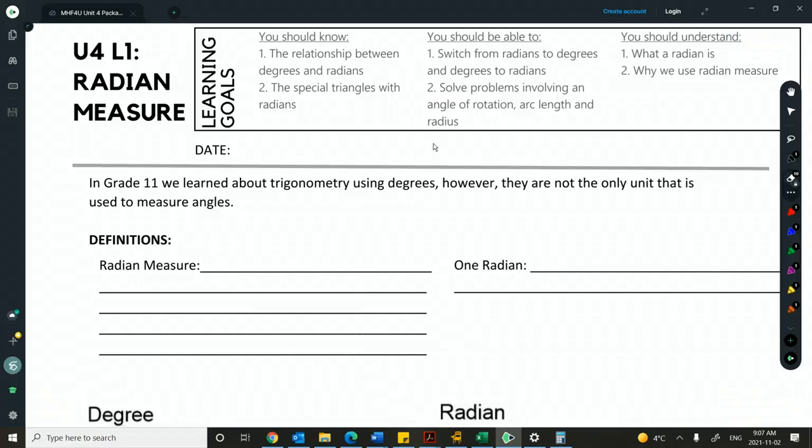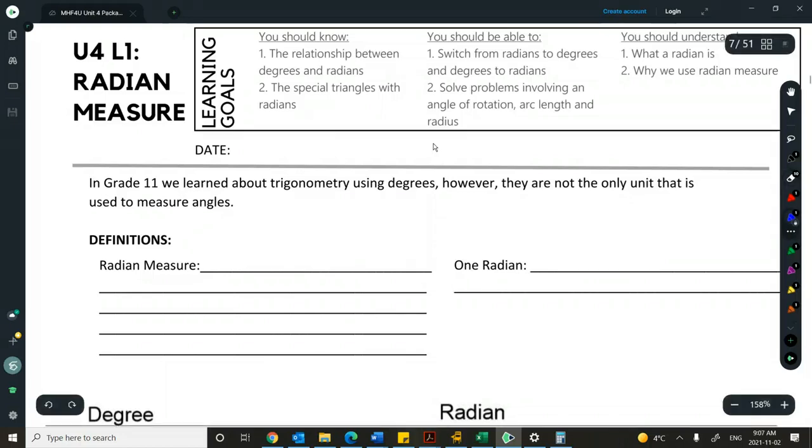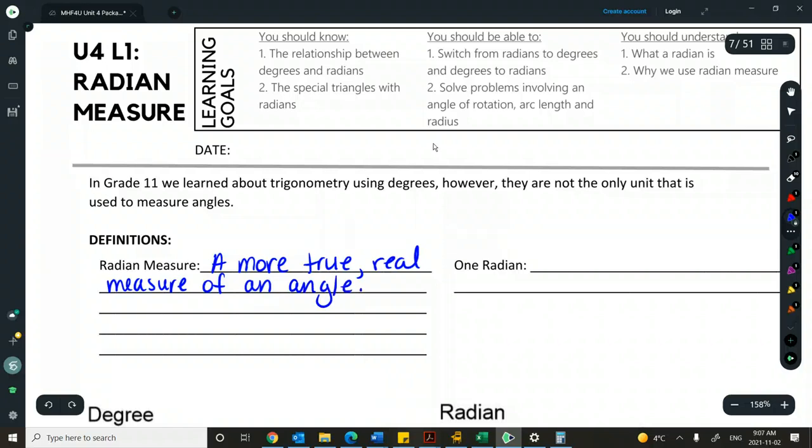All right, so we are going to learn a new way to measure angles, which is called Radian Measure. And the reason why we like Radian Measure is because it's sort of like a more true, real measure of an angle. So let's write that down as part of our definition. And the reason for this is that the radian measure, as we measure this for an angle, is actually connected directly to the circumference of a circle.